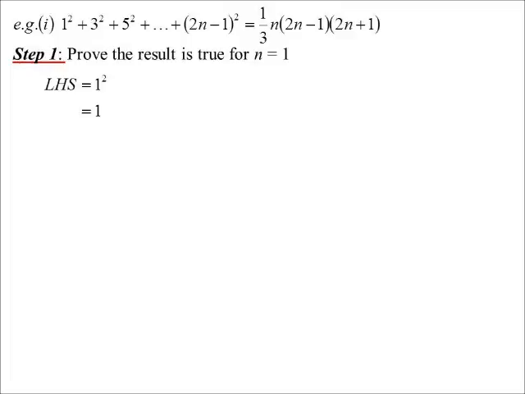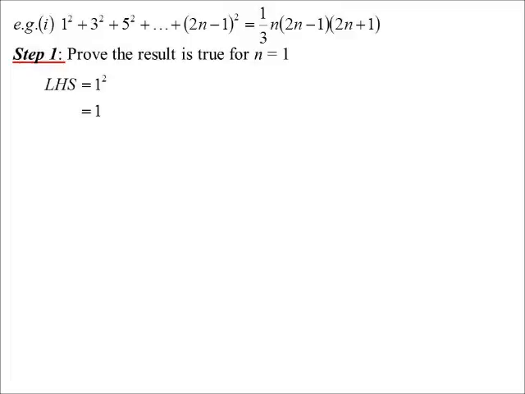First step, I'm going to prove it's true for the first case, so n equals 1. There's my general term. They've written it out as 1 squared, 3 squared, 5 squared, up to, and the general term is (2n minus 1) squared. So on the left-hand side, I'll sub n equals 1 into the general term, and I get 1 squared, which is, of course, 1.